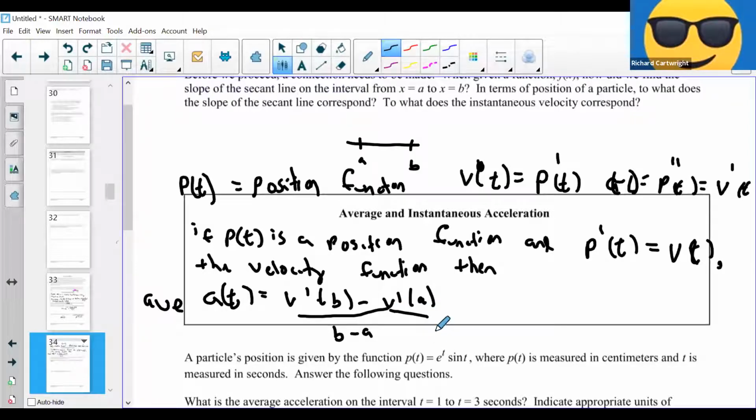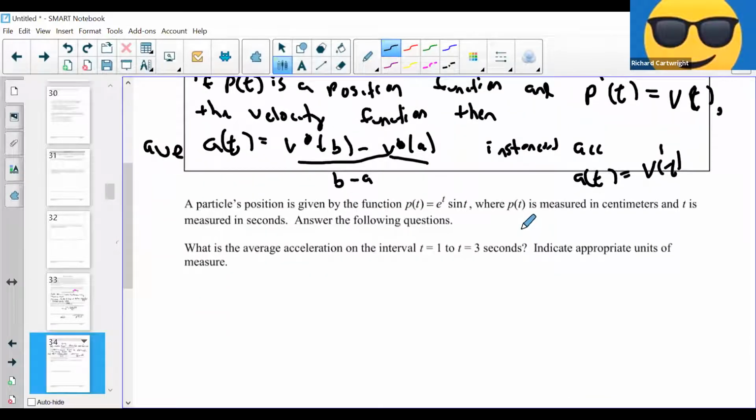of the velocity function. Wait, did I mean to put the v prime? Somebody, you're not helping me out. No one's telling me. It's not v prime, just v. And so instantaneous acceleration would be, as we set up at the top, your derivative of velocity. Okay?